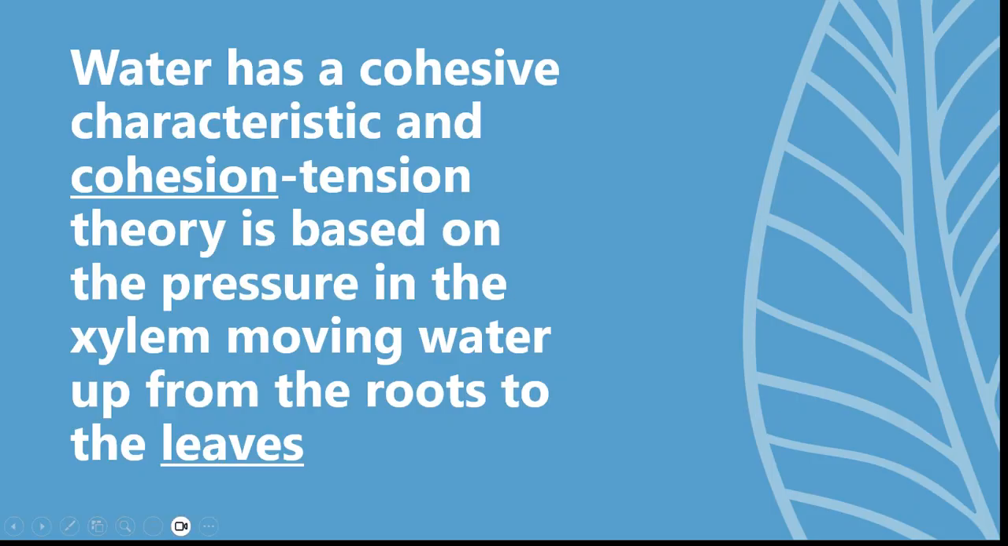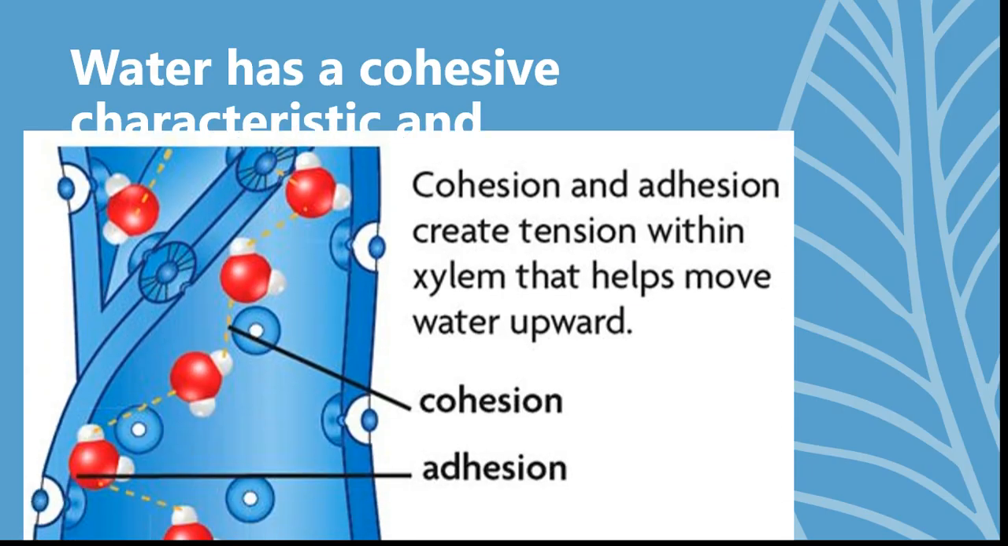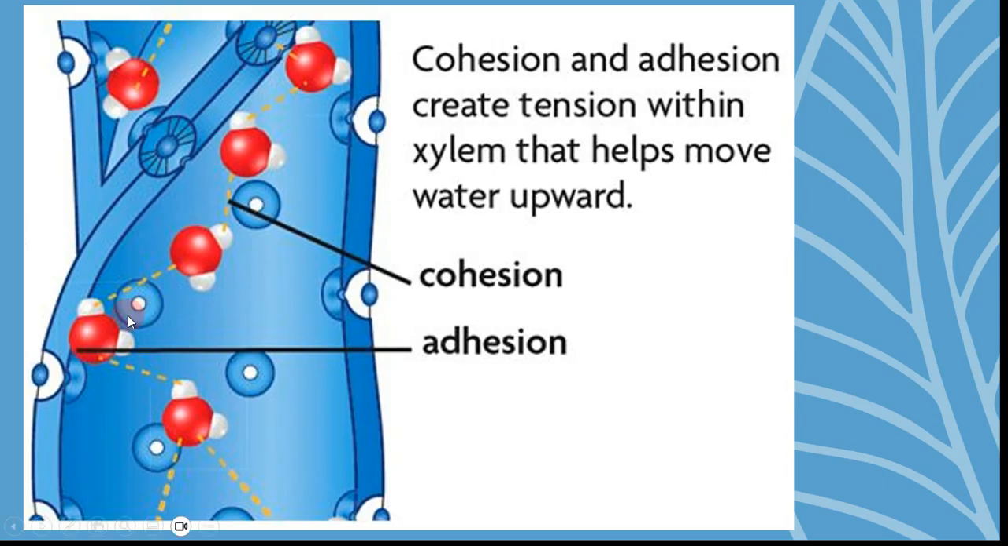All right, so water has a cohesive characteristic, and cohesion tension theory is based on the pressure, notice, pressure, not suction, in the xylem moving water up from the roots to the leaves. Because of that cohesion tension theory, and we call that capillary action, water moves up to the leaves, against gravity, which is difficult. Here's the water, the red and white things are the water, right? They're adhering to this side, but they have cohesion to each other. That's a hydrogen bond. Notice the white is attracted to the red. That's that polarity situation, and it has that cohesion tension thing.